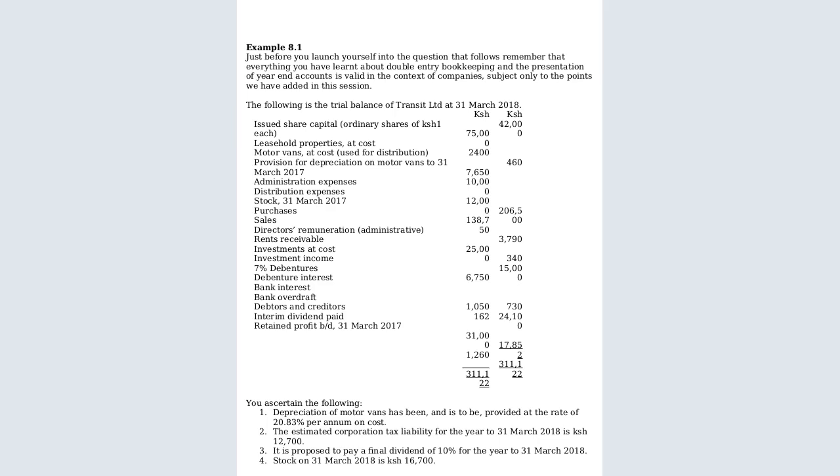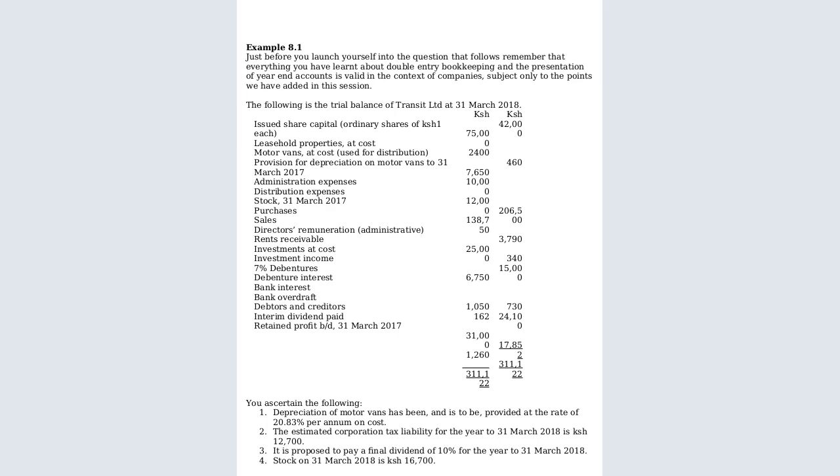But for the rest of the information, double entry must be there. Adjustments to accounts must be there. Depreciation, accruals, prepayments, everything is very much similar. So we are told that the following is a balance of Transit Limited as at 1st March 2018.